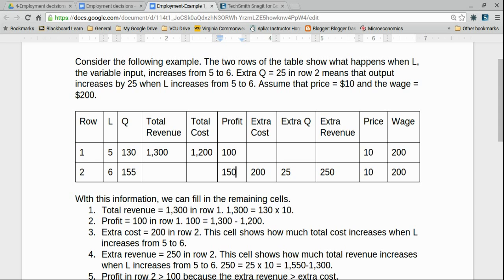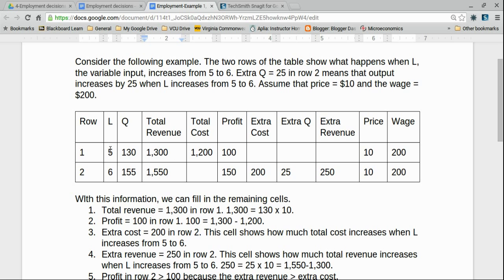I can demonstrate this more completely by completing the cells for total revenue and total cost. Total revenue is going to be 155 times price. So 1,550 is the new total revenue.